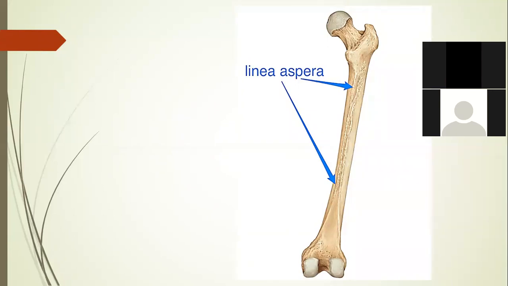This is the simple picture of the posterior aspect of the femur. It is focused mainly on this ridge. This roughened ridge on the posterior surface of the shaft of the femur is called the linea aspera. And this linea aspera provides attachment to the muscles of the medial compartment of the thigh, like the adductor brevis, the adductor longus, and part of the adductor magnus.